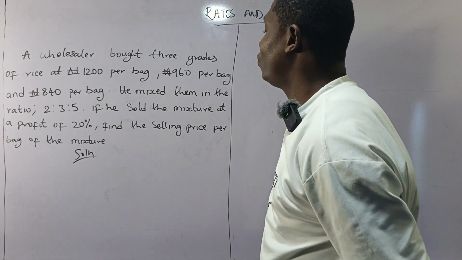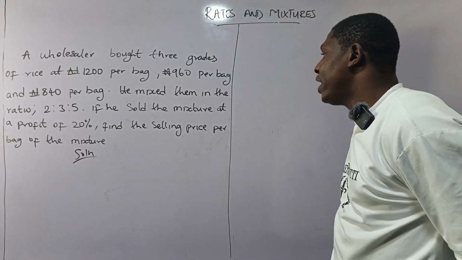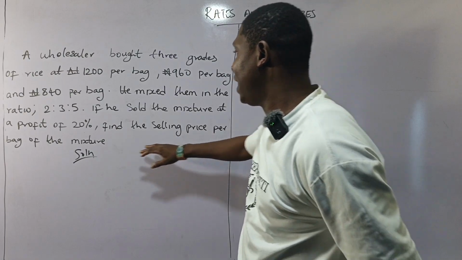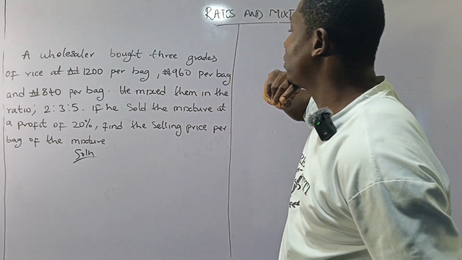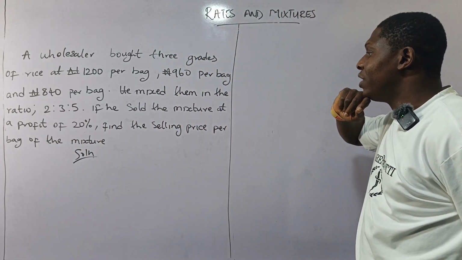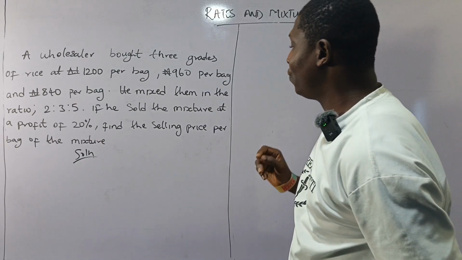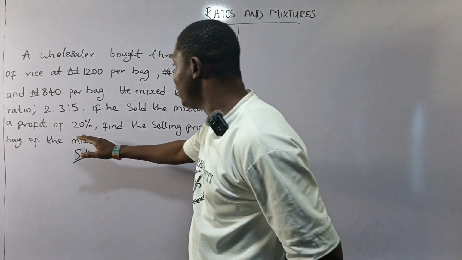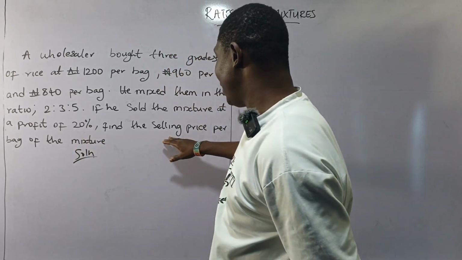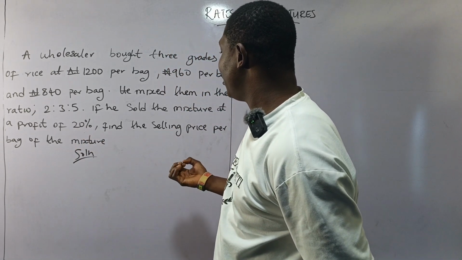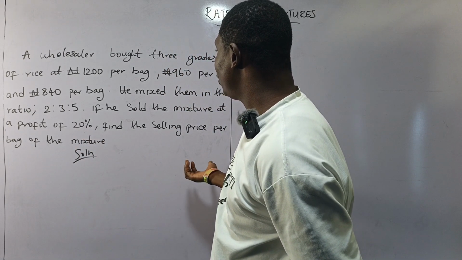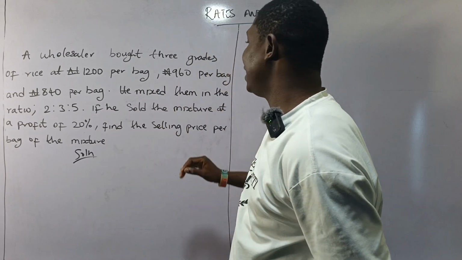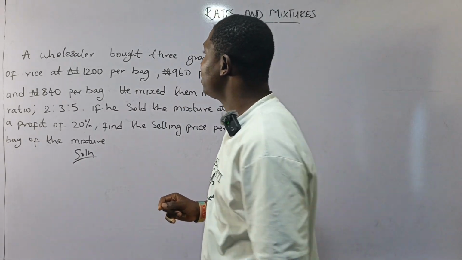Now, what we have to do here, if we observe, we are asked to find the selling price per bag of the mixture. To get the selling price, we must get the cost price first. If we get the cost price, then we can use 20% of the cost price to know the percentage gain, which definitely will then add to the cost price to give us the selling price. So let's start.